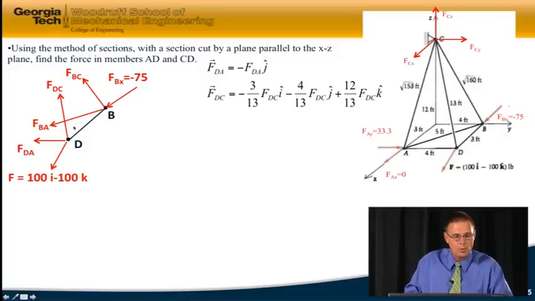Those are the only two forces we need to find in this problem. So what do you do next? Think about what you would do next, and then let's come back and talk about it.